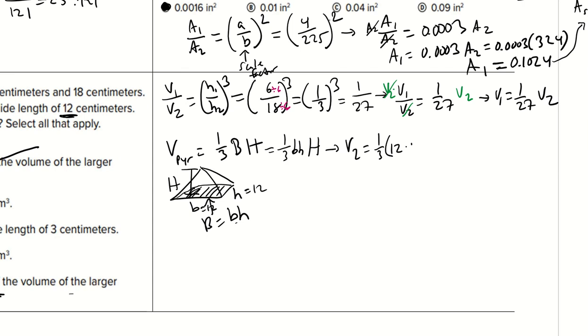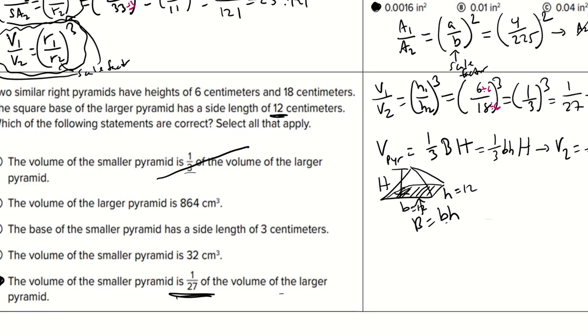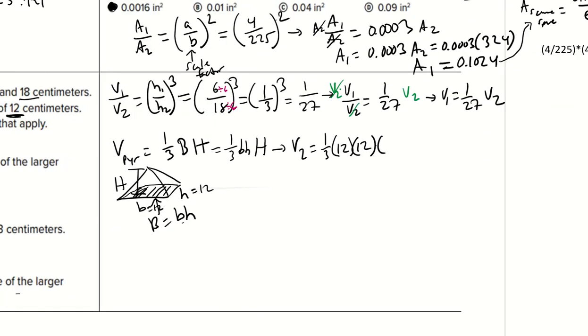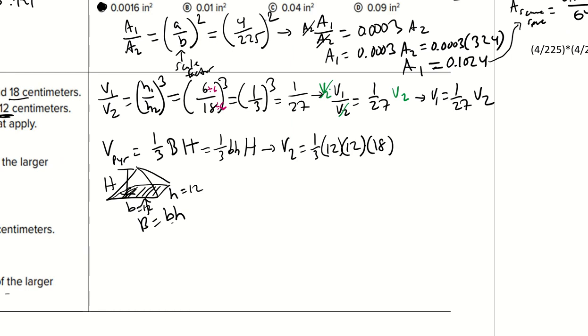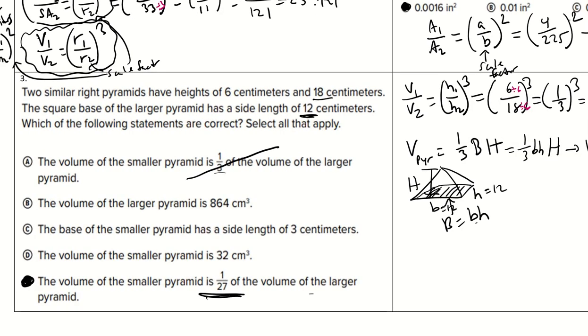So it's 12 times 12 times, and then the capital height is 18 for the bigger one. You just do the math there, and you get 864 cubic centimeters. And the volume of the larger pyramid is 864, so that's good.